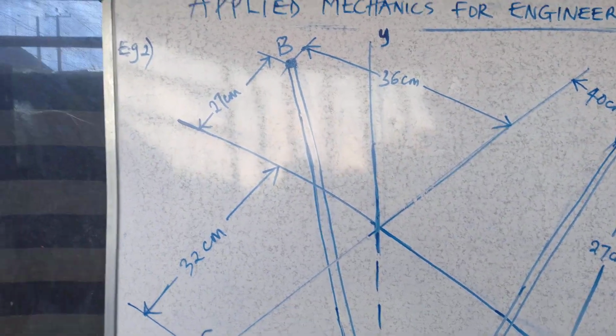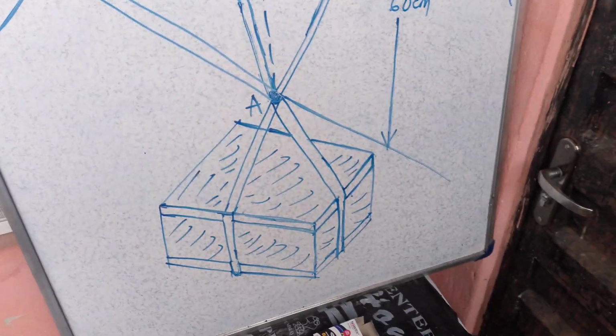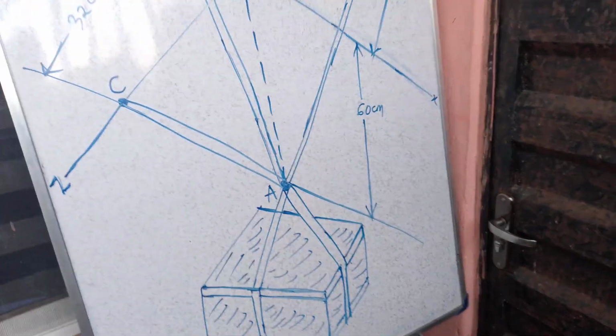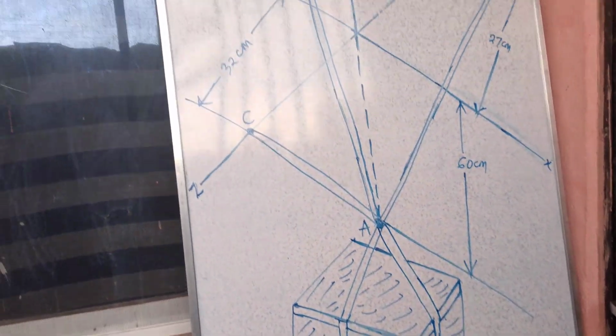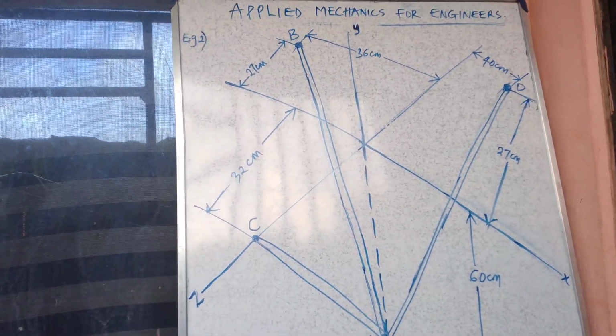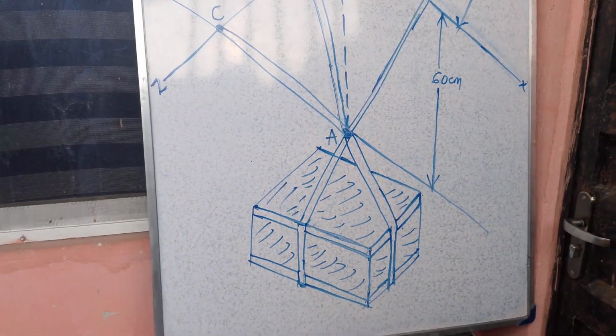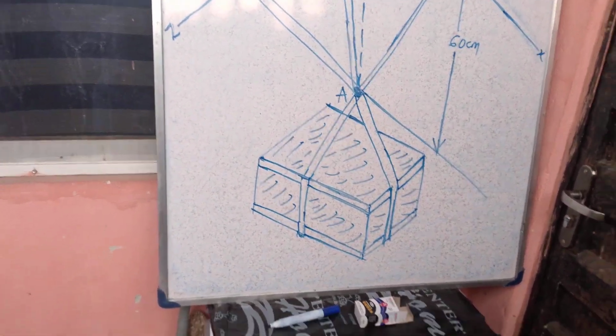We have another question on the board. Let's look at this diagram. Look at the diagram closely. So observe the diagram closely. Alright, observe it closely. We can see a box.